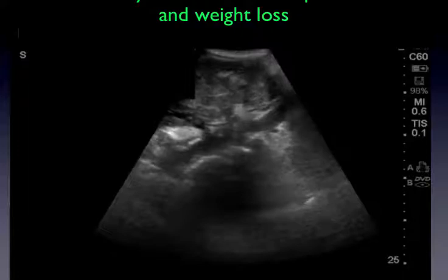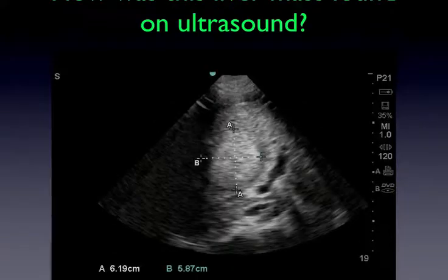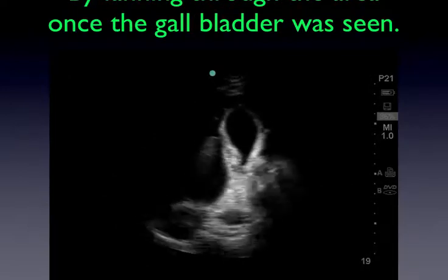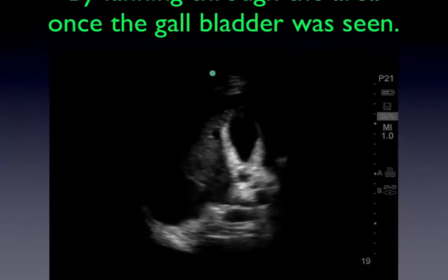That was found on an ultrasound. And as you can see at the bottom left of the slide, it measures 6.1 centimeters by 5.87 centimeters, so approximately a 6 centimeter mass. This patient came in with right upper quadrant pain, and an ultrasound was obtained at first looking at the gallbladder. Well, how was this liver mass found? So here's the ultrasound of the gallbladder.